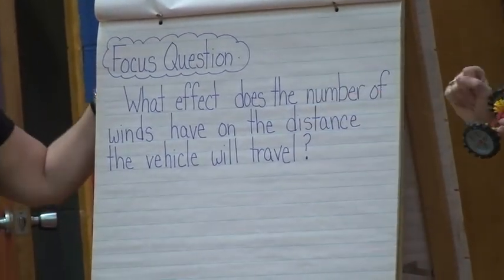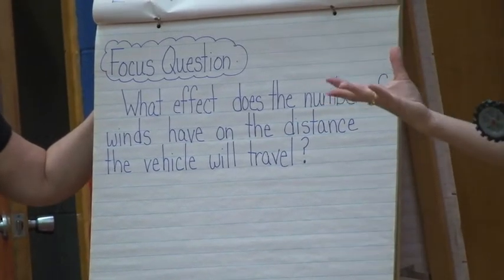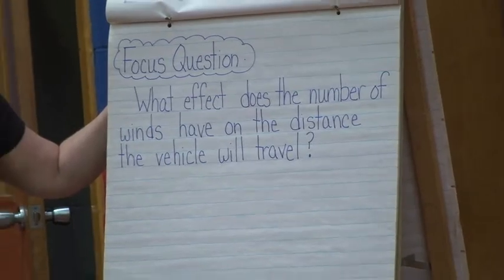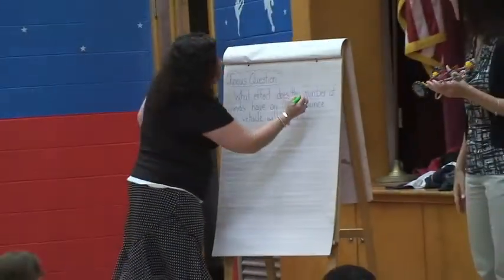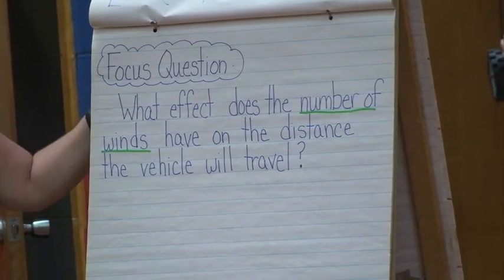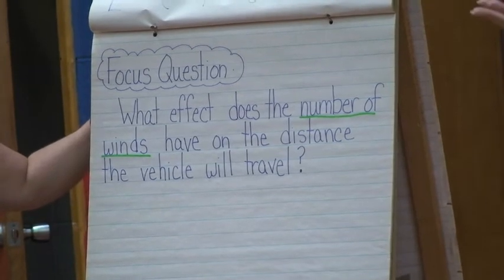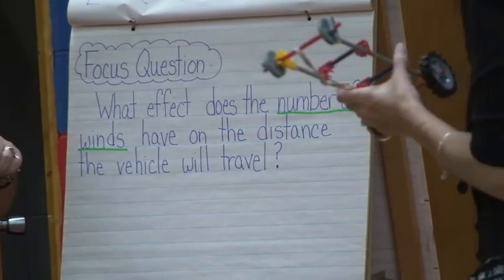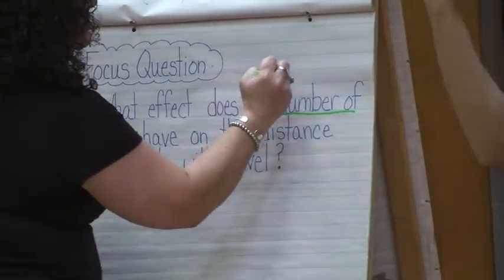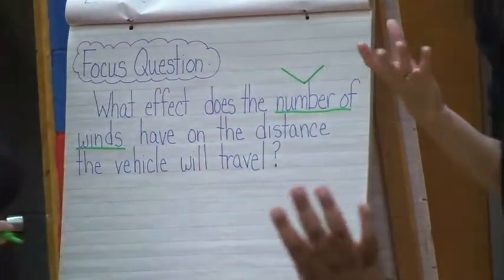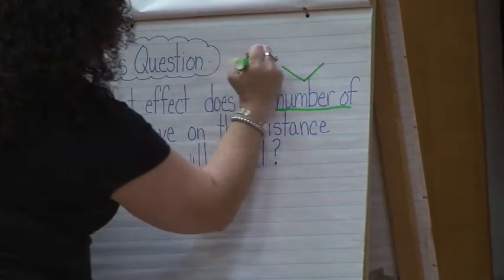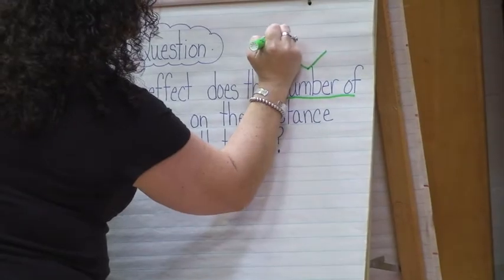When you look at this focus question, what is our variable? What's the thing that we're going to be changing? Brian. The number of winds. Now we use underline, that's what we're going to be changing. That's our variable. Who can think of some qualitative words to describe the number of winds in the rubber band? What are some qualitative words that we can use? Chloe. More or less. We can wind it more times, or we can wind it less.